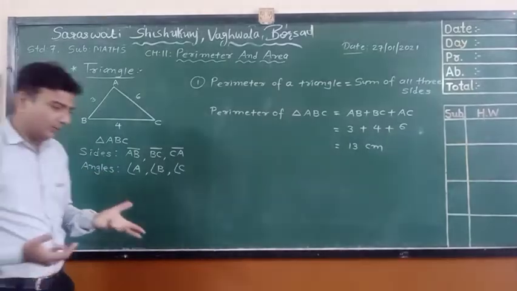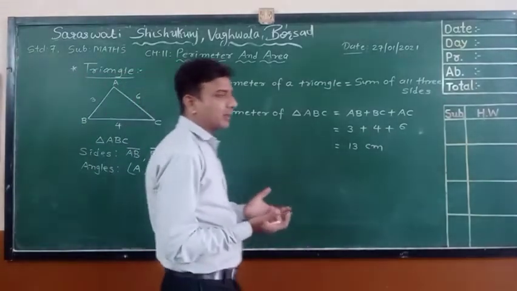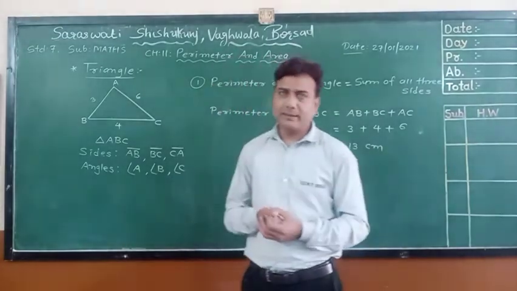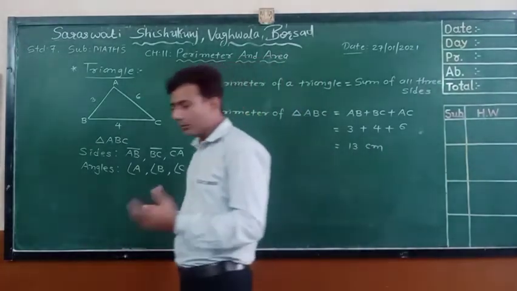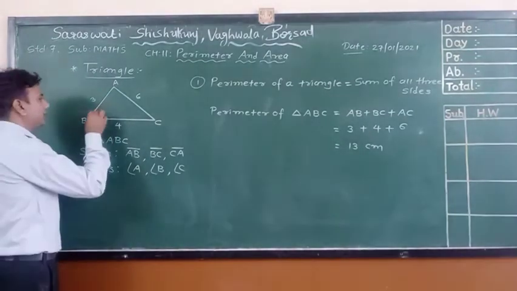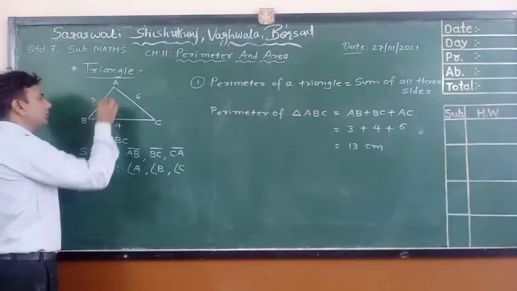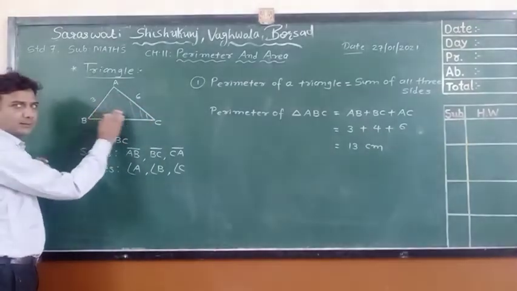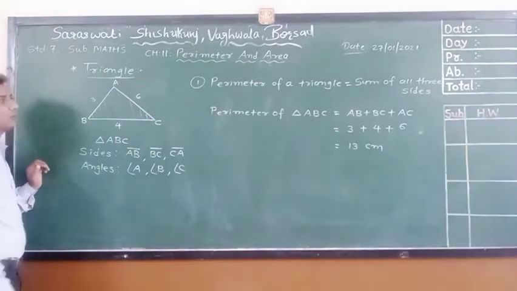But now we know how to find the perimeter. How can we find its area? That is also very important for a triangle. In a triangle, area means all the space inside. We want to find the area of this inside space.